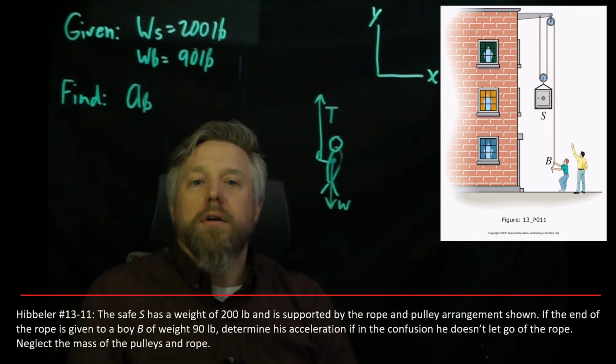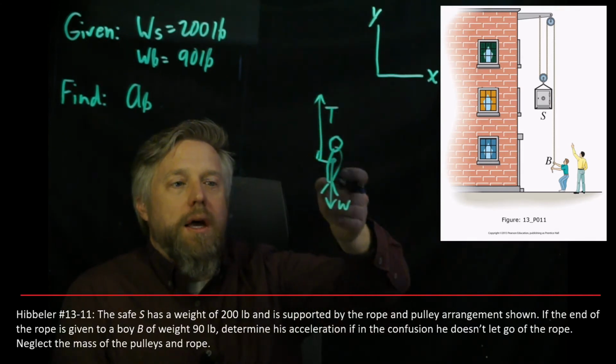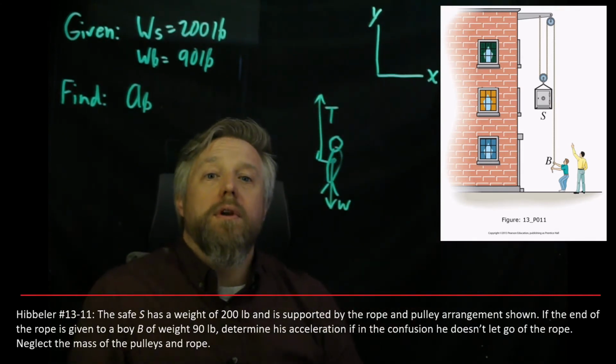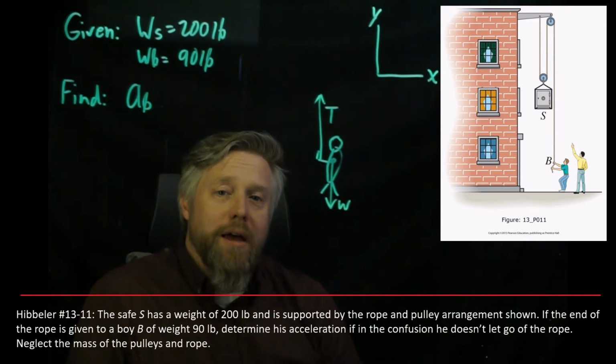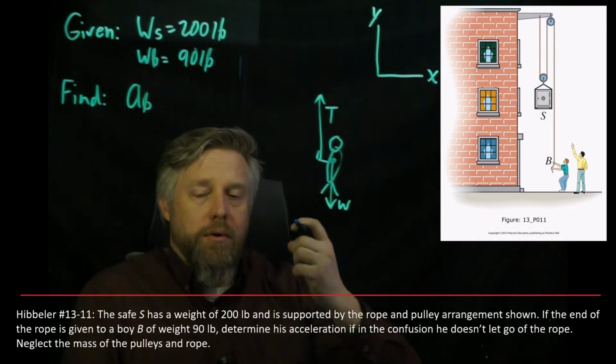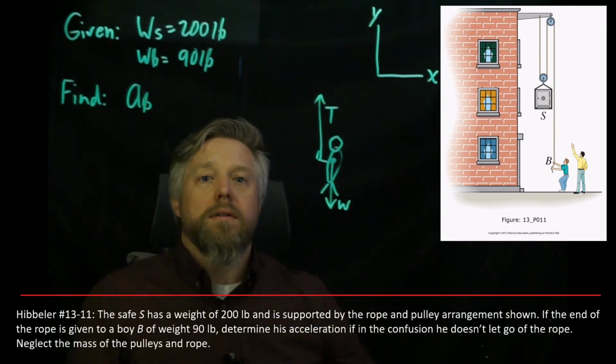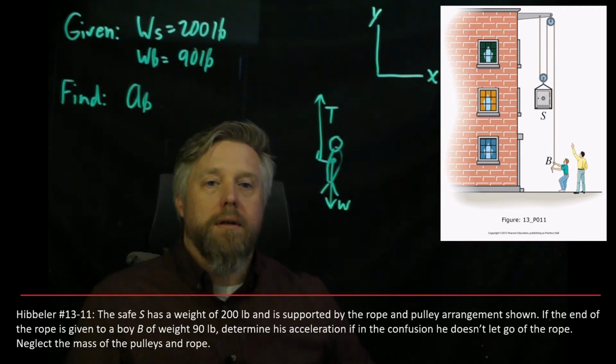Now we are in particle kinetics. So even though I drew the tension a little bit to the side and the weight going down, we know that they're actually going to be acting at the center of mass because we're going to neglect the little bit of rotation that would happen when this pulls the boy up. So I'm going to move my tension over just a little bit to make it align with the weight.